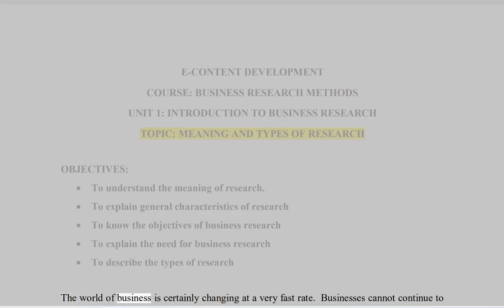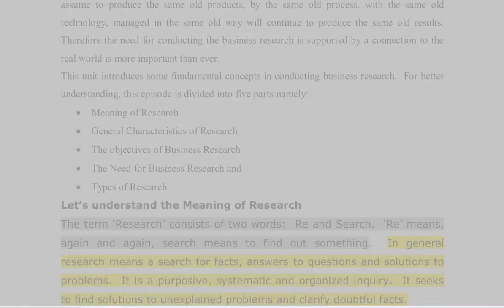The world of business is certainly changing at a very fast rate. Businesses cannot continue to assume that producing the same old products, by the same old process, with the same old technology, managed in the same old way, will continue to produce the same old results. Therefore, the need for conducting business research, supported by a connection to the real world, is more important than ever. This unit introduces some fundamental concepts in conducting business research.